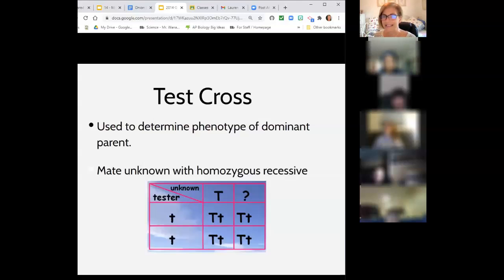So a test cross is testing to see if the parent is a purebred, which in the agricultural or show world is an advantage and it's like more money, or is it a crossbreed, right? Is it heterozygous? So this is determining the genotype of a dominant phenotype, because there's more than one phenotype.